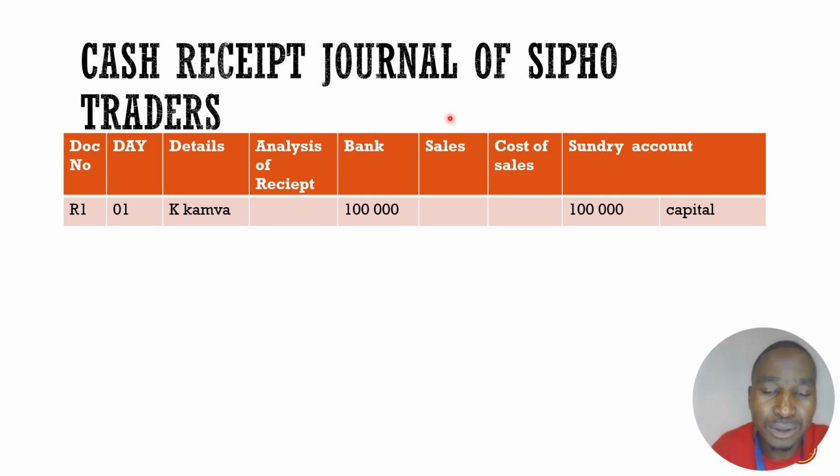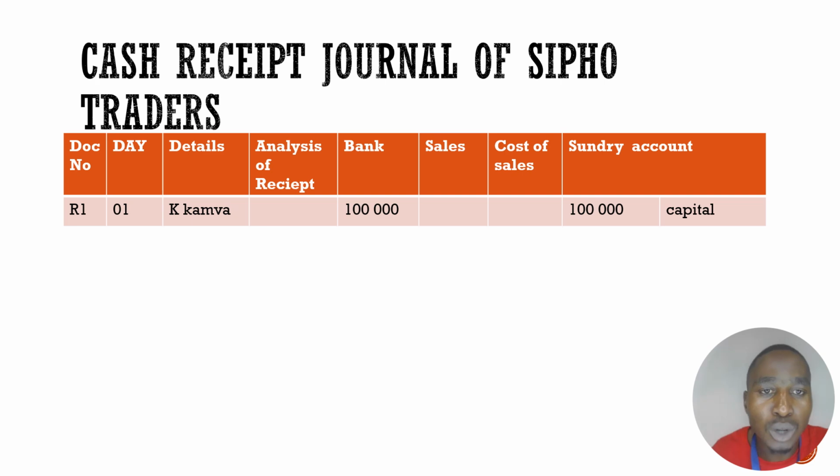And then we said the second account affected was capital. Therefore, we do not have a capital column on the CRJ, so we'll write under sundry accounts. Under amount, we'll write 100,000, and then under details, we'll write capital. And then we are done with our first transaction. It was easy. The way we record capital transactions is always like this. It does not change. We always record capital under CRJ, we always write the owner's name under details, and we always write under bank and sundry accounts. So please keep that in mind.